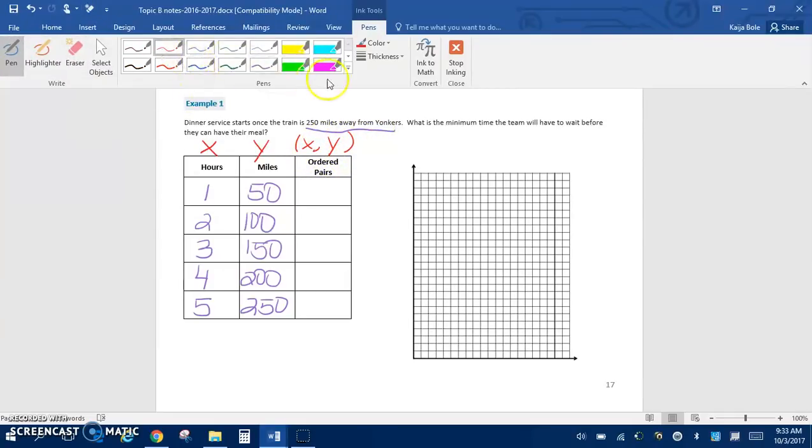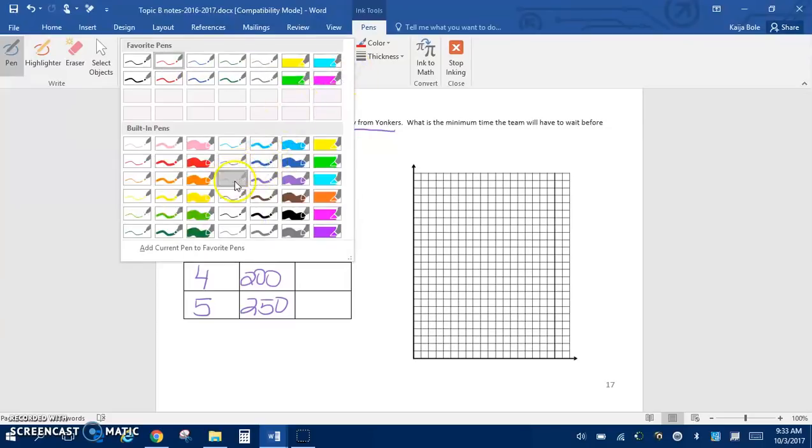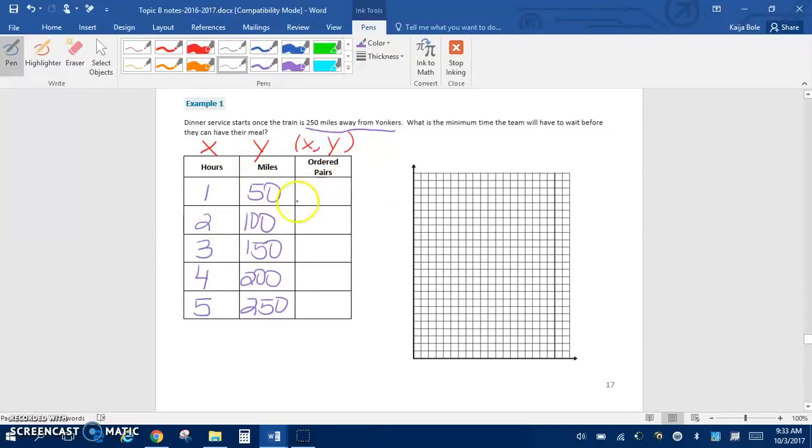So if we're going to write our ordered pairs here, for the first one we would have 1 comma 50, then we would have 2 comma 100, then 3 comma 150, then 4 comma 200, and the last one is 5 comma 250. Okay, so those are our ordered pairs.